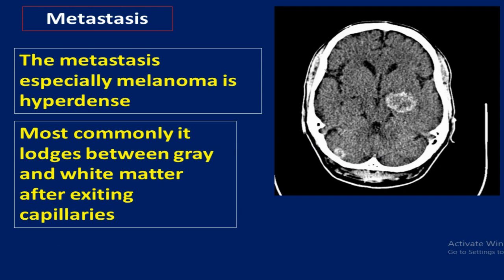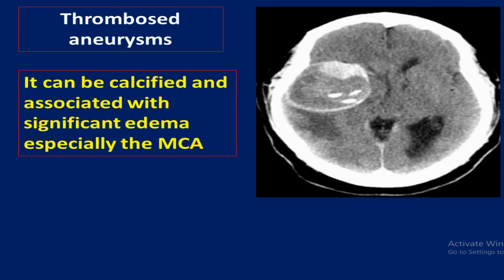The fourth lesion is metastasis. The metastasis, especially of melanoma, is hyperdense. Most commonly, it lodges between the gray and white matter after exiting capillaries, and this makes it hyperdense and can mimic meningioma if located in the same site as meningioma. Also, the thrombosed giant aneurysms, which commonly arise from the middle cerebral artery, can mimic meningioma, especially when thrombosed and calcified and surrounded by significant brain edema.